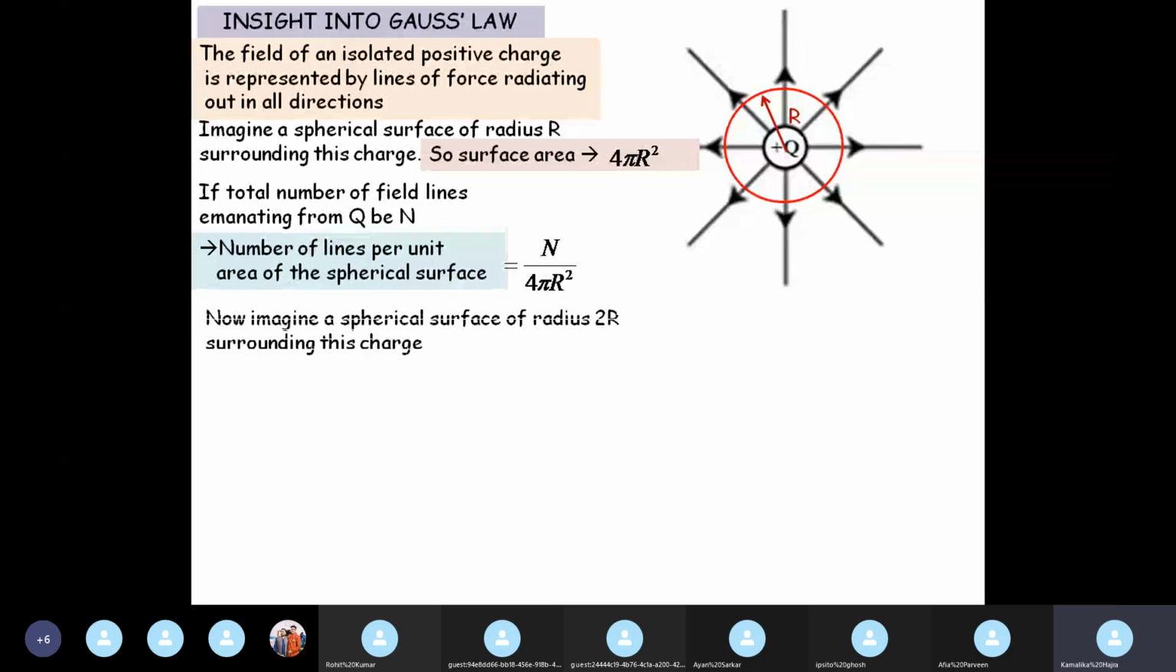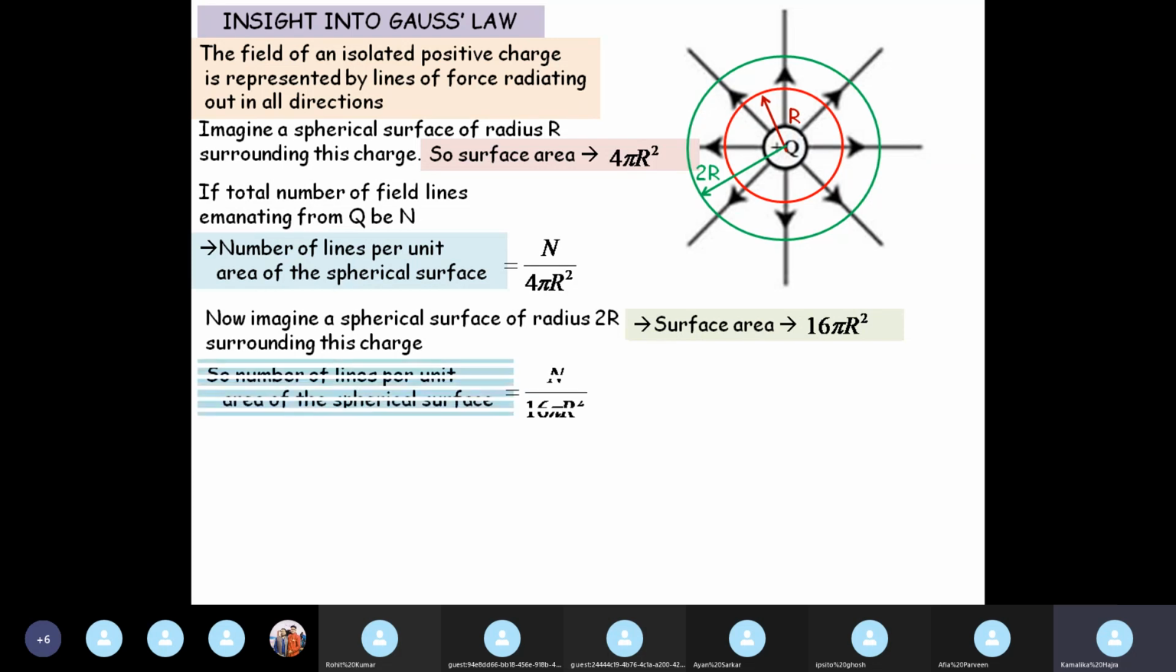Let us now consider another spherical surface with double the radius, again centered at Q. So this green sphere now has radius twice R. What is the surface area of this green sphere? 4 pi into 2R whole square, so 16 pi R square. And the number of lines of force passing per unit area for this outer green sphere will be N by 16 pi R square, because N remains the same. We have not changed the charge. So the charge is the same, which means that the number of lines of force coming out from the charge will still be N. Earlier it was N, now also it will be N.